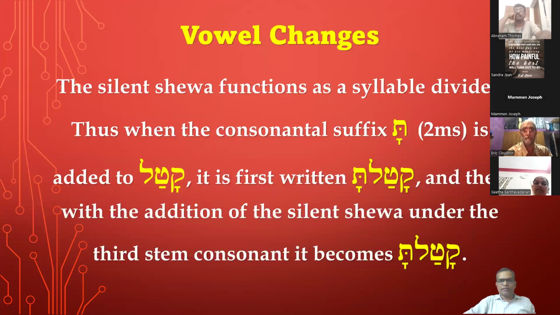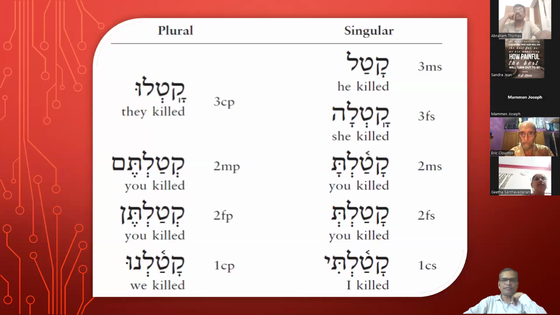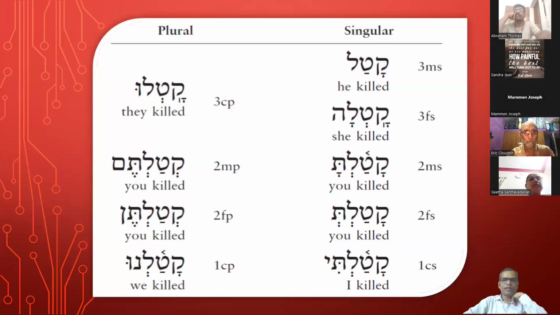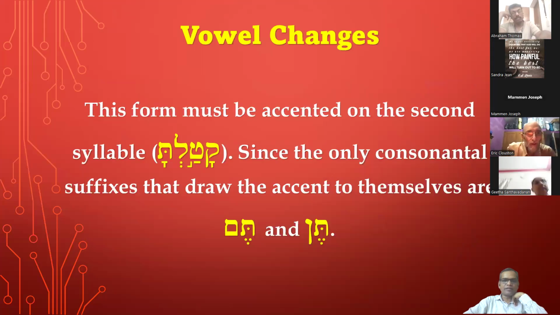Thus, when the consonant suffix ta is added, it is written as katalta. Initially you see there is no silent Sheva, but later on the silent Sheva is added. That is the same thing with all these declensions.